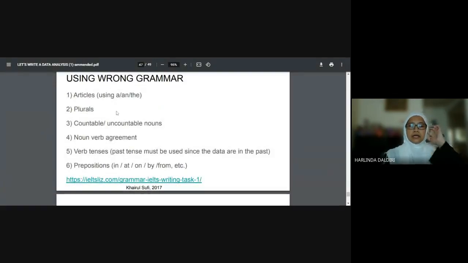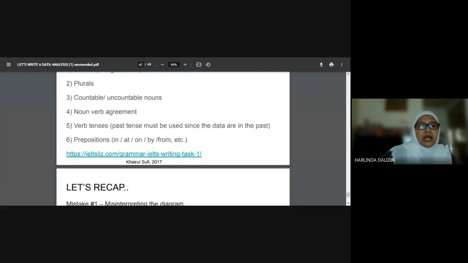Perhaps the use of a, an or the, plurals, singular and plurals, countable or uncountable nouns, noun-verb agreement. For example, if it is a plural, you must use the verb for plural. You must understand it is "she uses," not "she use," but "they use," not "they uses." Things like that. Verb tenses: past tense must be used since the data are in the past. Prepositions like in, at, on, by, from.